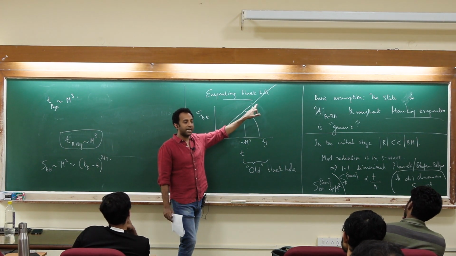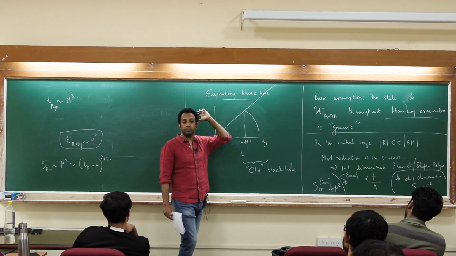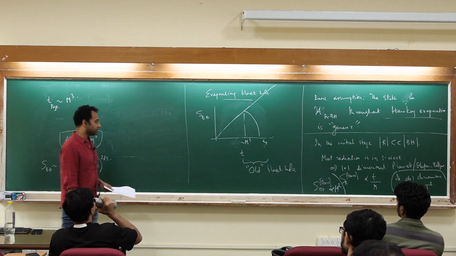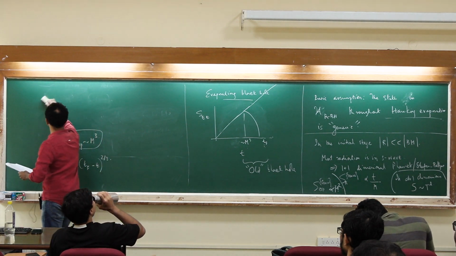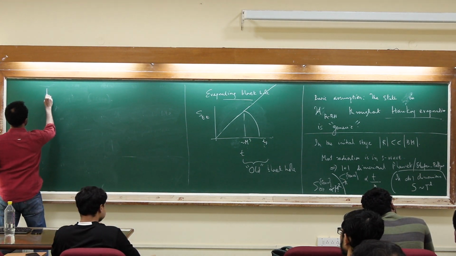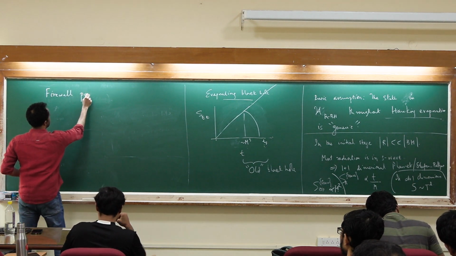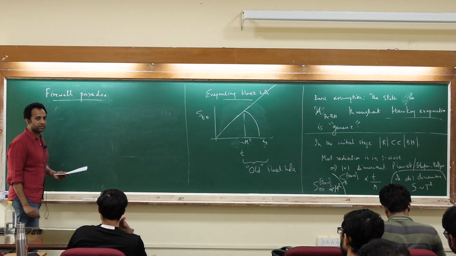But now I'll show you that there is a contradiction that one can make. And that contradiction is basically the firewall paradox, one version of the original firewall paradox. Okay, so let's write what the firewall paradox is. Firewall. So there are versions of the firewall paradox.